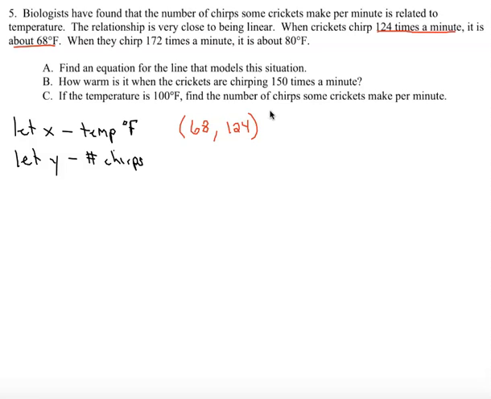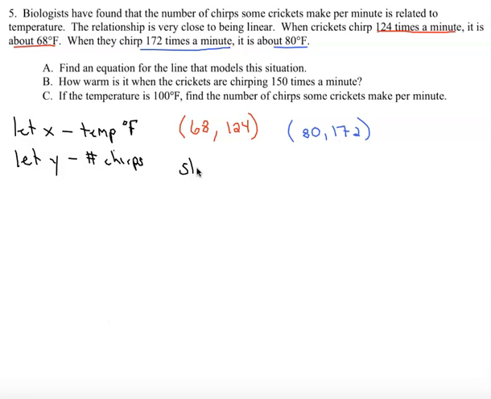And then the second coordinate they're giving me is when they chirp 172 times a minute, it's about 80 degrees Fahrenheit. So as it's getting warmer, you're hearing them chirp a little bit more. 80 degrees Fahrenheit means about 172 chirps per minute. So now here's a linear equation word problem that has given me 2 points. What can I do with these 2 points? Well, to write the equation I would need a slope, so let's start there.